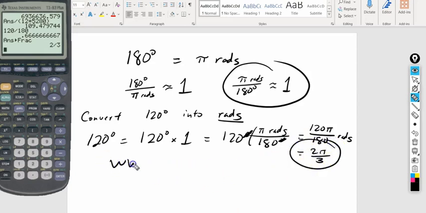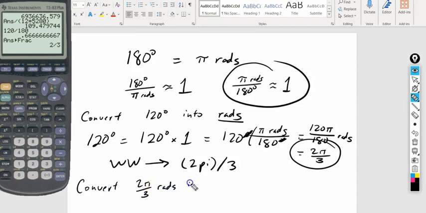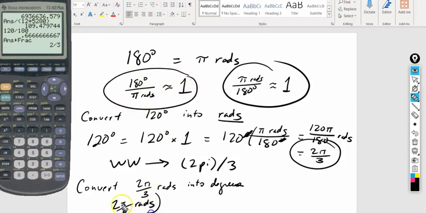Now, how would you type that in WebWork? You'd have 2 pi over 3. So just use pi for pi. Now, what if we want to go the other way? What if you're told to convert 2 pi over 3 radians into degrees? Well, you're going to want your rads to cancel. So you're going to choose this way to multiply it by 1.